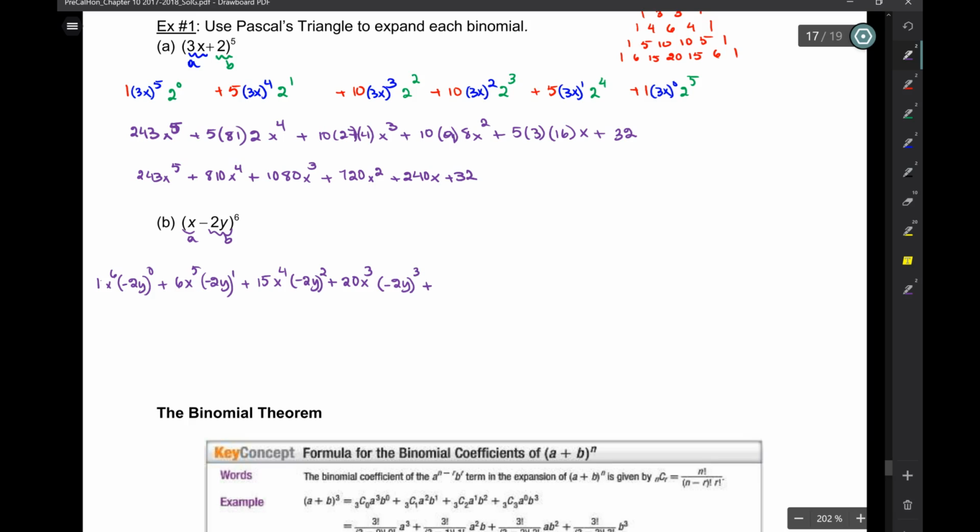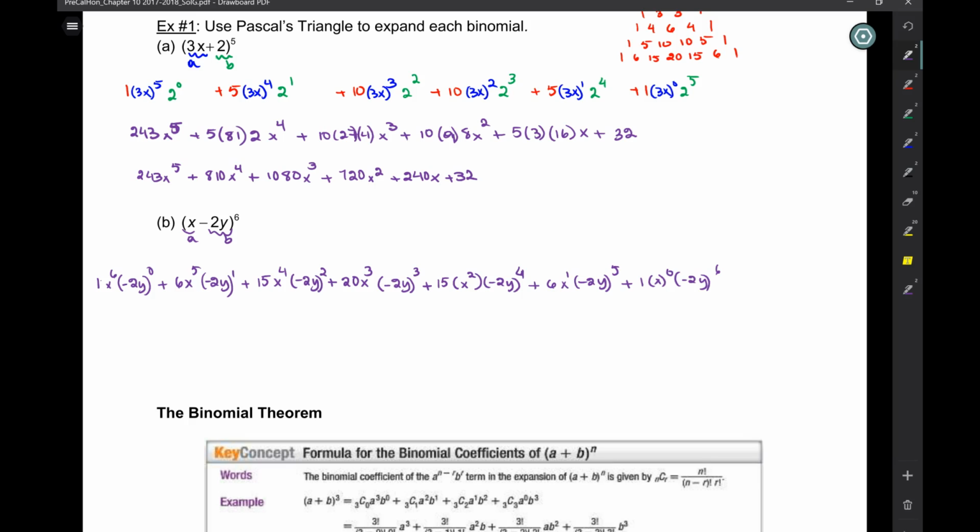And then what's the next coefficient? 15, x to the 2, negative 2y to the 4. 6, x to the 1, negative 2y to the 5, and then 1, x to the 0, negative 2y to the 6. All right? So we're copying the coefficients from the triangle, and then if you just count down the exponent for A, you compensate the exponent for B in order to make sure that they all add up to the n.